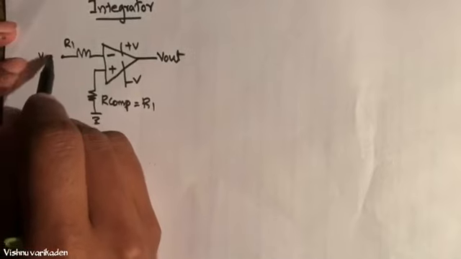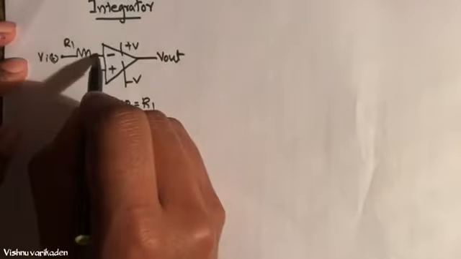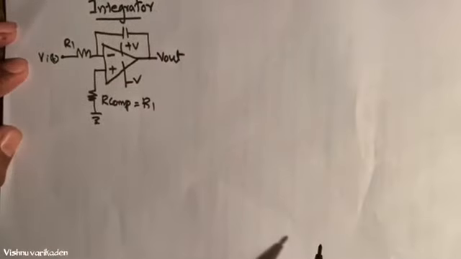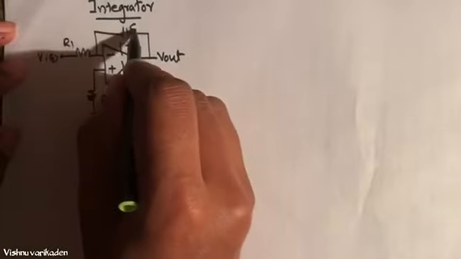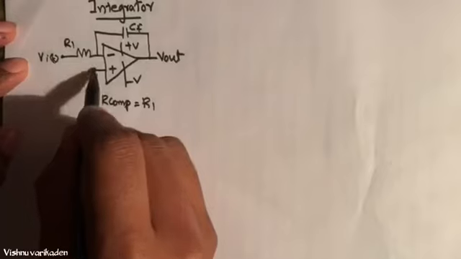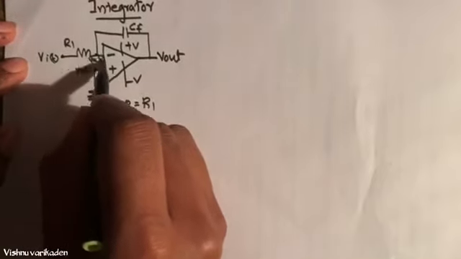So we are applying the input, this is Vi of t, because the input is a time varying signal. So this is a closed loop system, just replacing the resistor Rf by a capacitor Cf. So this is the circuit diagram of the integrator. So we can apply the two input levels Vb of t and Vi of t.